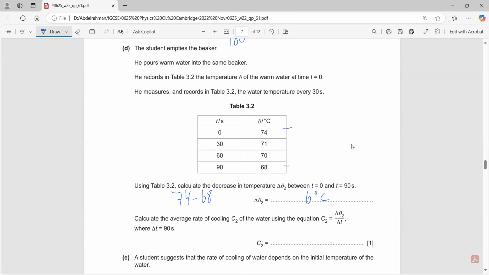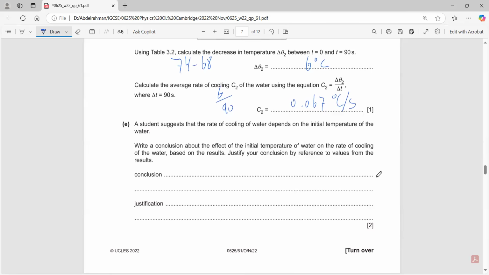Can I find C2? Yes, 6 over 90. 6 over 90 is 0.0666, so we can just write it down as 0.067 degrees Celsius per second.